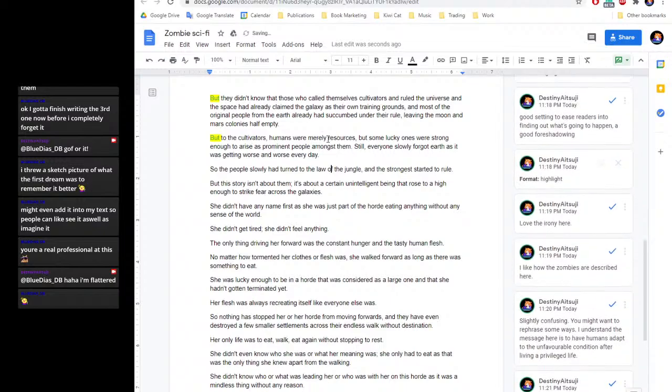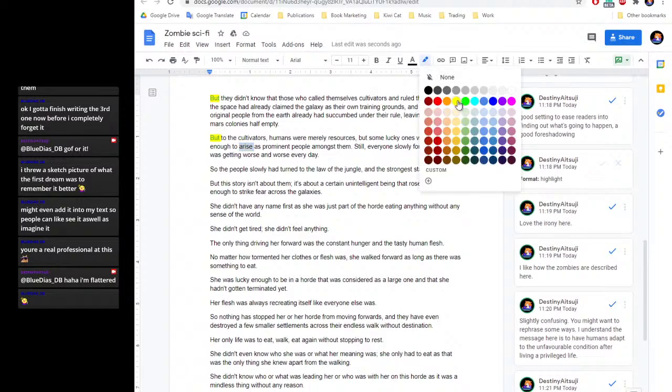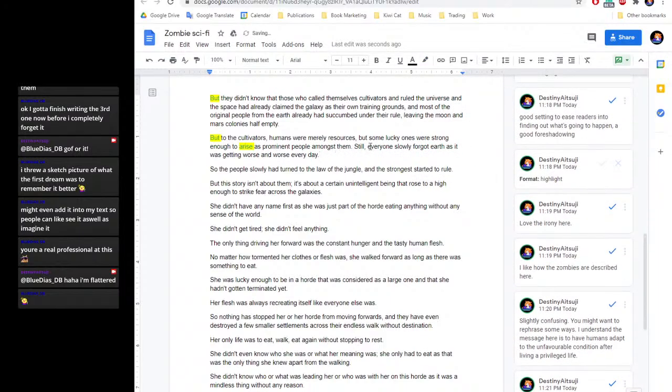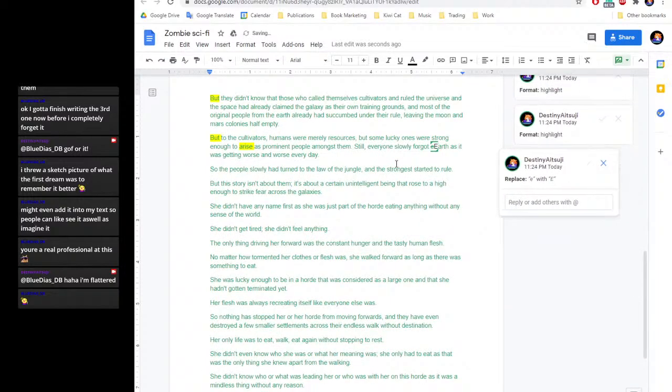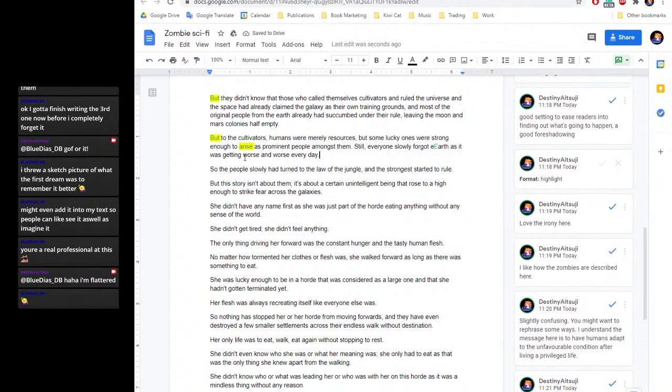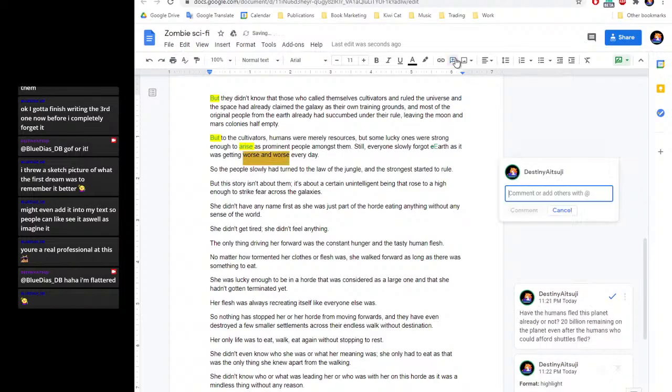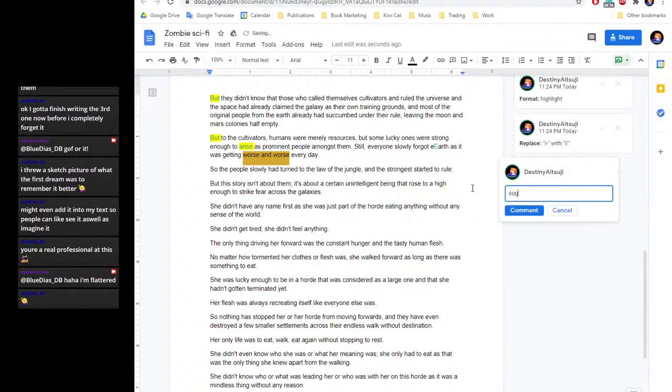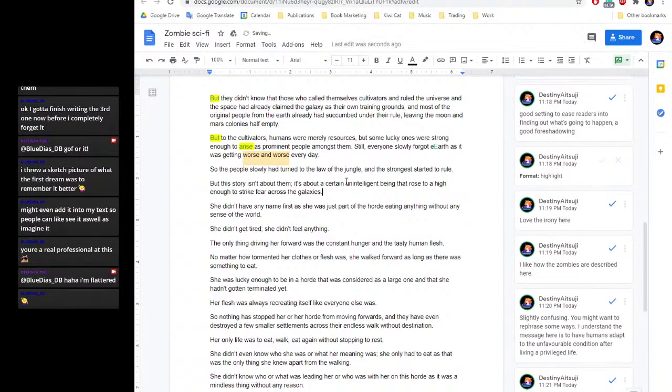Okay, but to the cultivators, humans were merely resources. Some of the lucky ones were strong enough to arise. There are prominent people among them. Still, everyone slowly forgot Earth as it was getting worse and worse every day. So worse and worse, I would suggest here, deteriorating. Did I not spell this right? I did not. Okay, whatever.